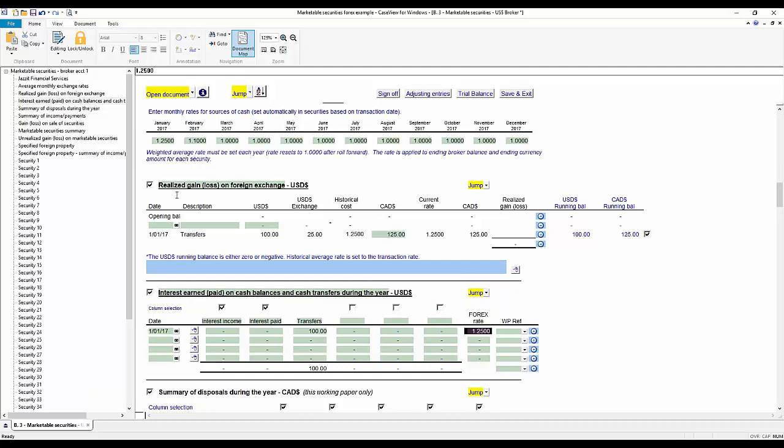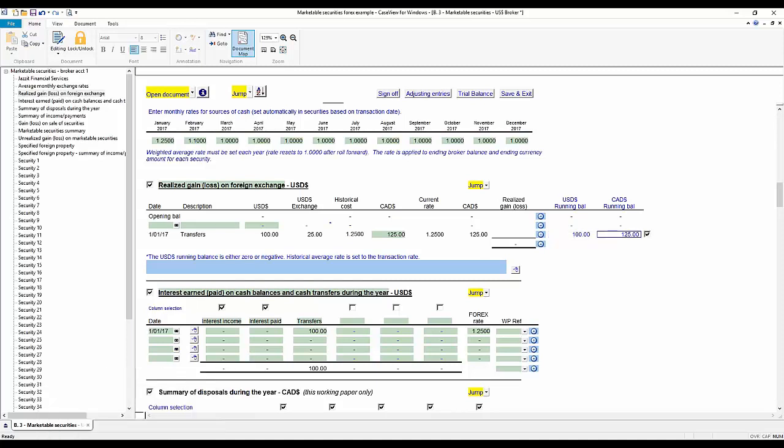Now what you will notice in the table directly above it, called realized gain loss on foreign exchange, is that the $100 which I've put in was automatically populated into the table. So I have the 1st of January 2017. It is a transfer, the US amount of 100, the exchange rate of 1.25, and this gives me my 125 Canadian dollars. You'll see on the right, I also have a running total, which is 100 US and 125 Canadian.